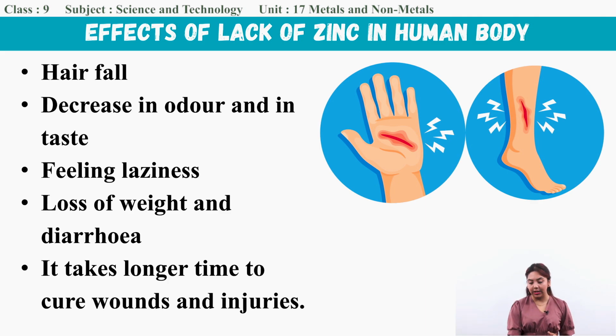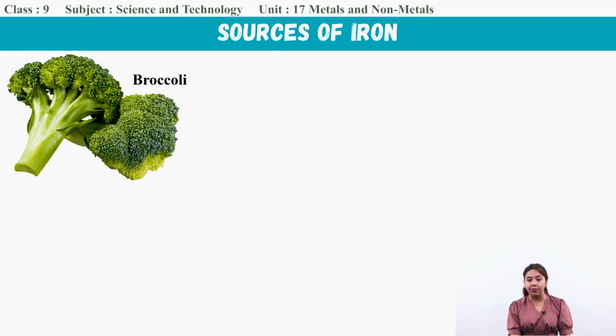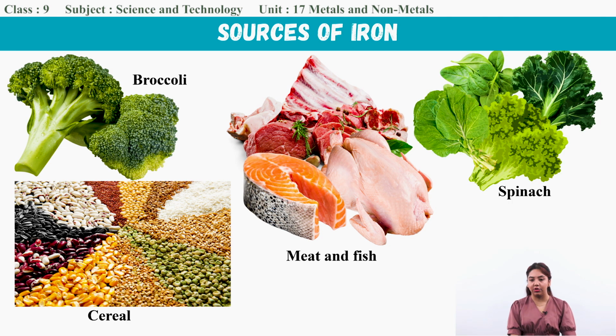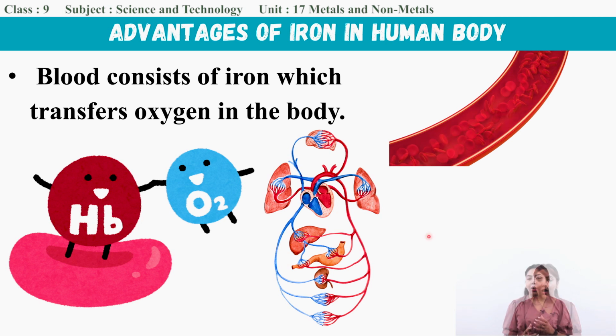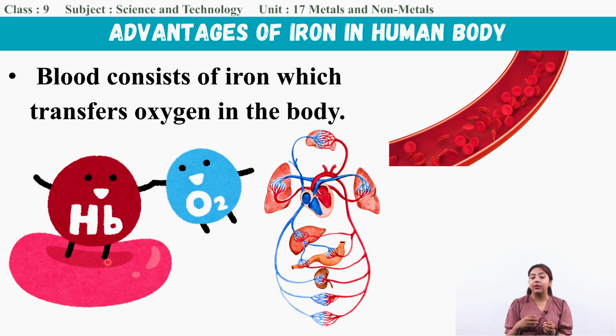Now let us study another metal, that is iron. The major sources of iron are broccoli, meat and fish, cereals as well as spinach. Now the advantages of iron in the human body: our blood contains lots of cells, that is RBCs, WBCs and platelets. Red blood cells contain hemoglobin inside them, and that hemoglobin is formed from iron. And that hemoglobin, which is made up of iron, helps to transport oxygen throughout the body.